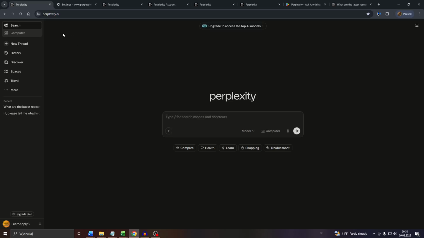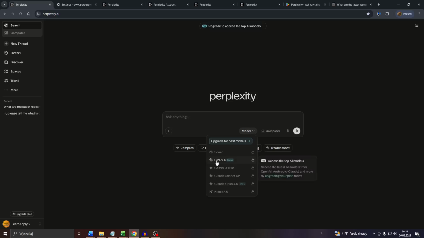Alright, so let me navigate to Perplexity AI, and there are two things to consider here, guys. The first thing to consider is that you can switch between various language models in your communication with the AI, for example, by clicking this button just below your question or request here. And for example, GPT 5.4, Gemini, Claude, Sonar, and this one here.